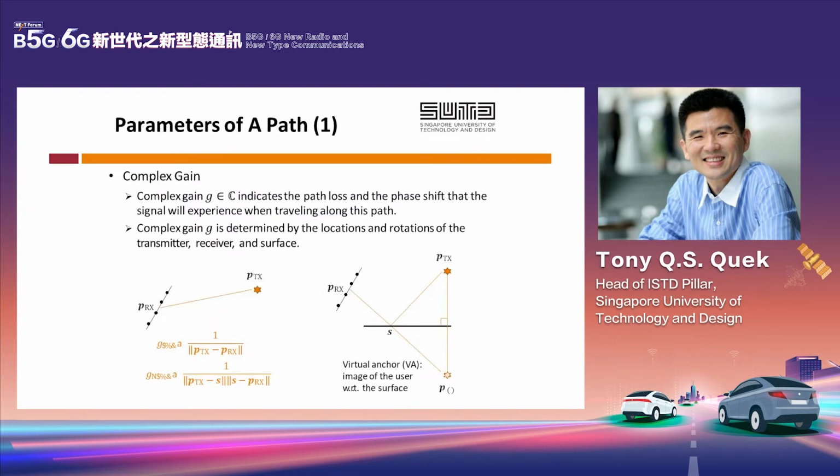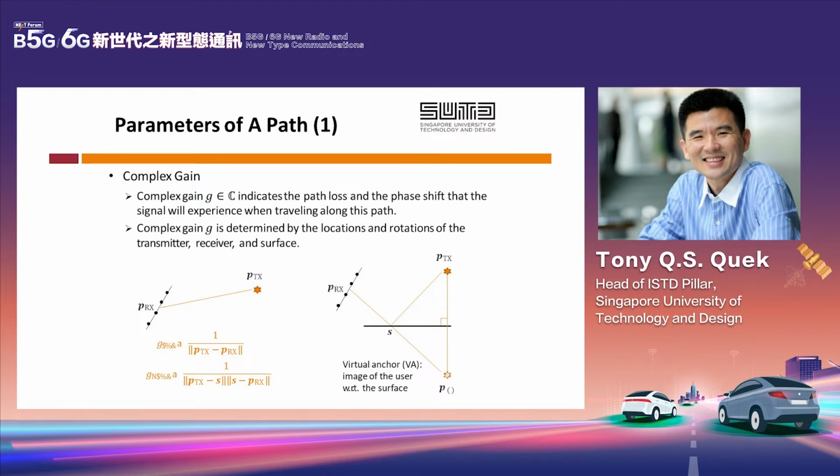Now, precisely, we go into the parameters of each path. First, you have a complex gain. The complex gain G essentially indicates the path loss and the phase shift that the signal will experience when traveling along a certain path from a transmitter to a receiver. This complex gain is inversely proportional to the distance.